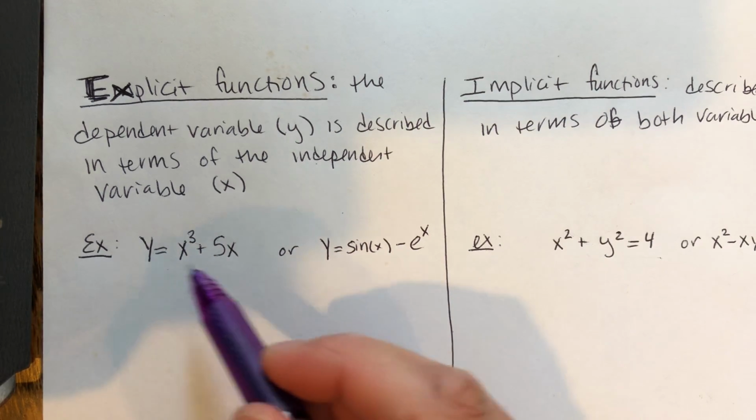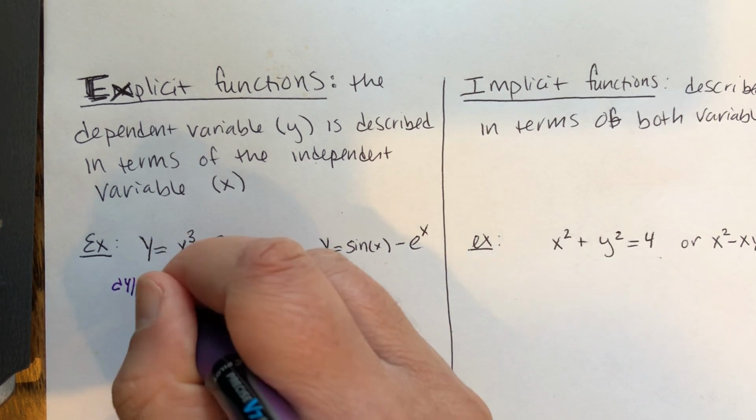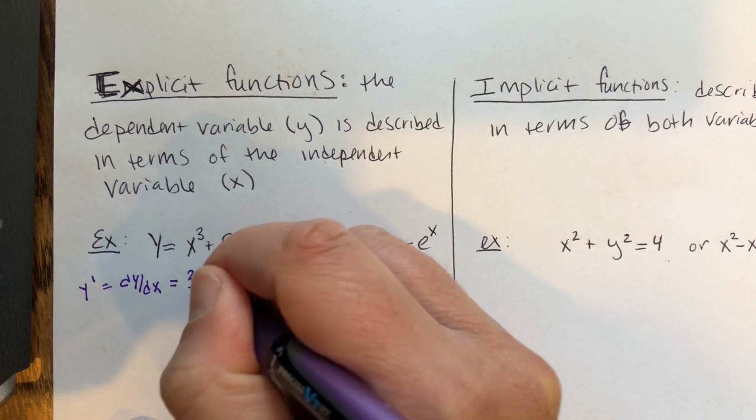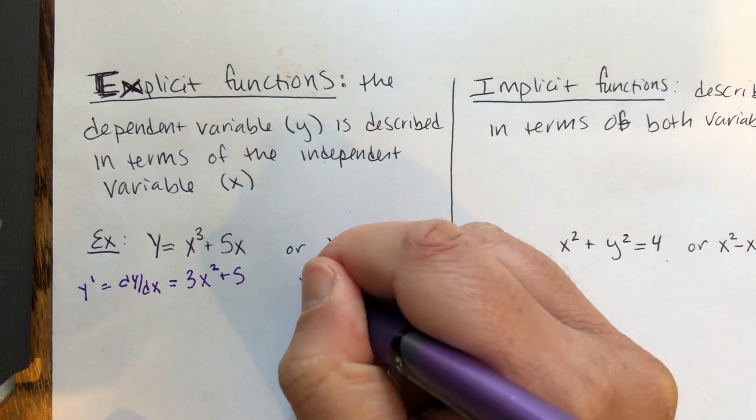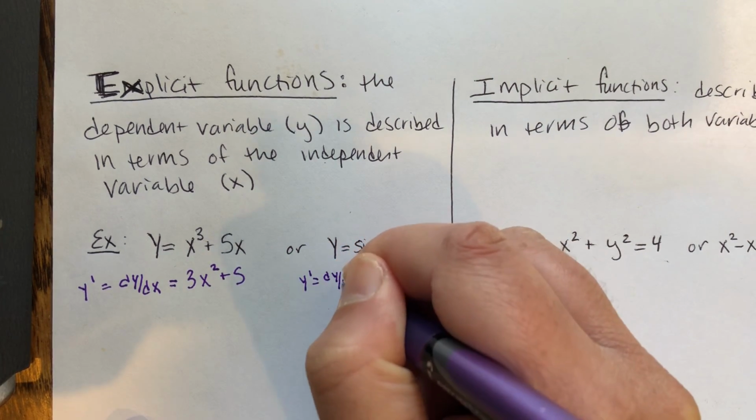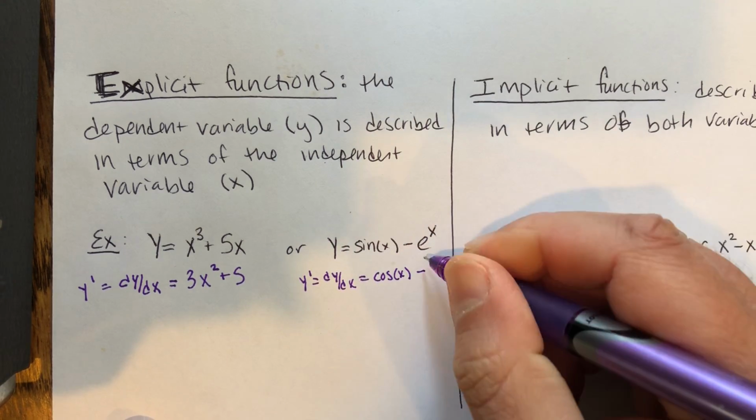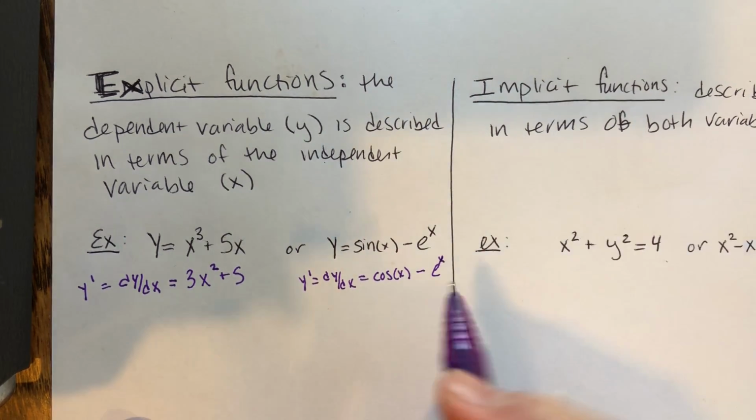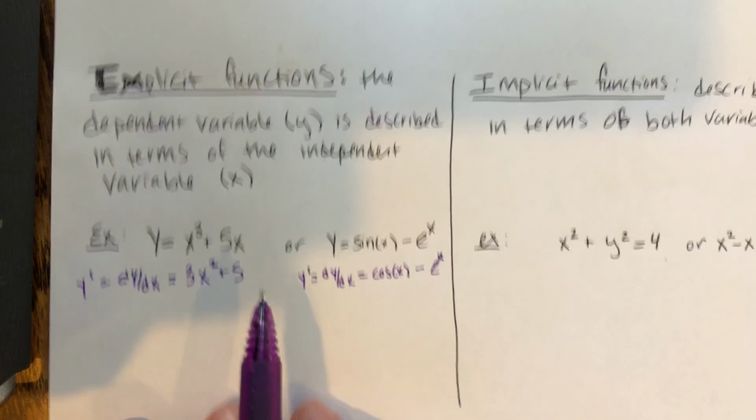If you want to take the derivative of y with respect to x here, you would get dy/dx, also known as y prime, shorthand, is equal to, we'd use the power rule here to get 3x squared plus 5. And in the second case, if we want to find dy/dx or y prime, the derivative of sine is cosine with respect to x, and the derivative of e to the x is e to the x. Right? These ones we know how to do already. And notice what we're doing in both cases is we're taking the derivative of each side of the equation with respect to x. But an implicit function is a little bit different.